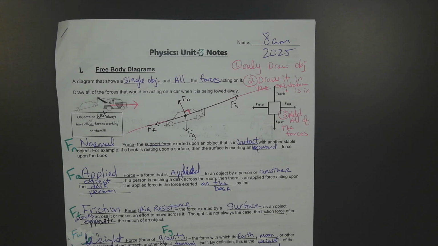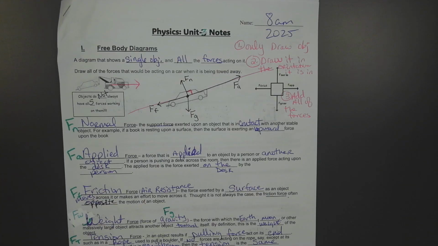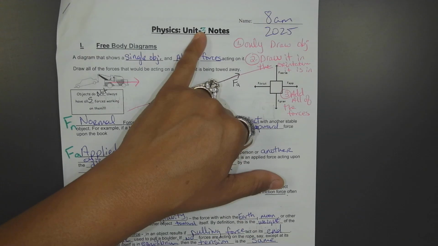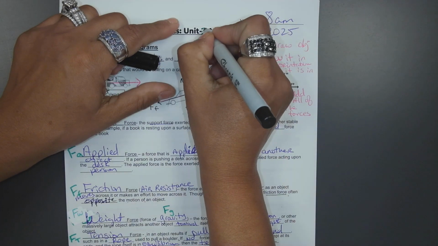Okay, here's what we started off at. We started off with free body diagrams. Again, I am so sorry. I'm human, always making thousands of mistakes. There was a mistake here. It said Unit 4. It's truly Unit 3. Okay, one more time, it's truly Unit 3.